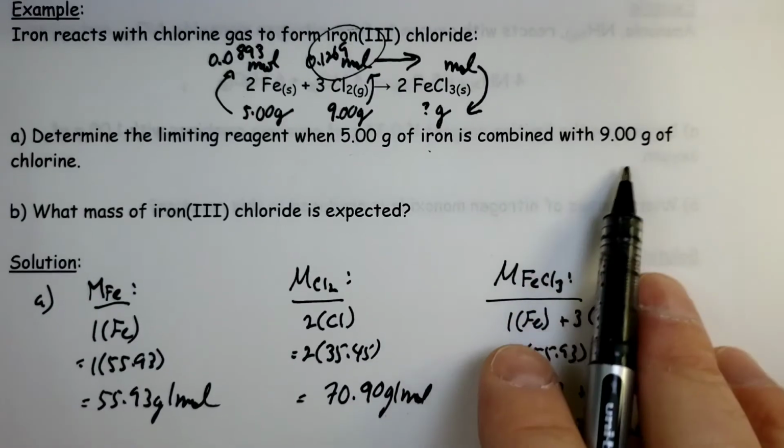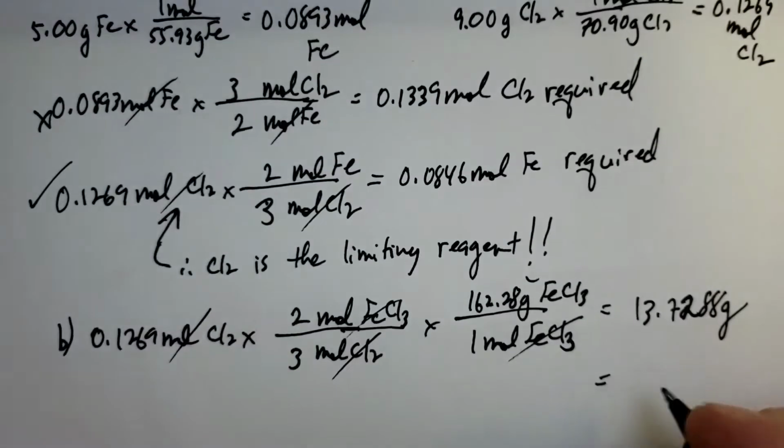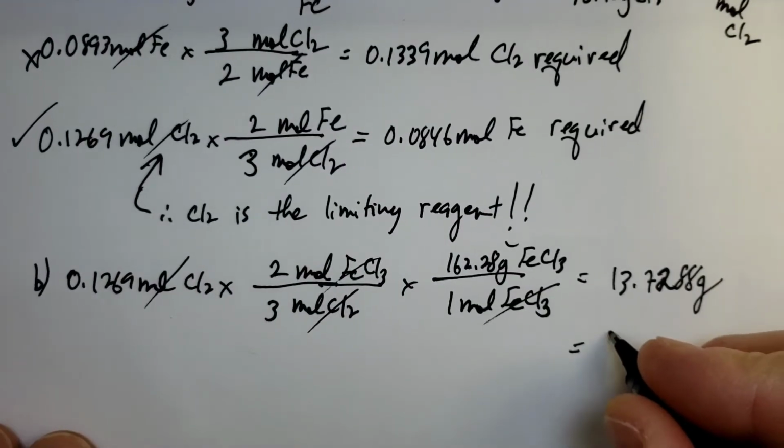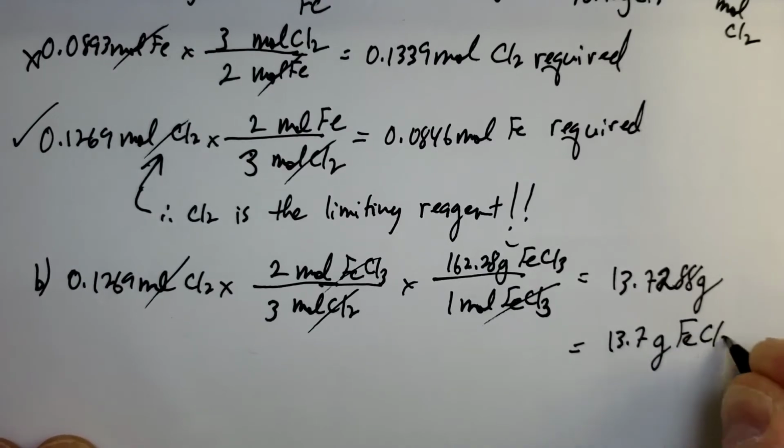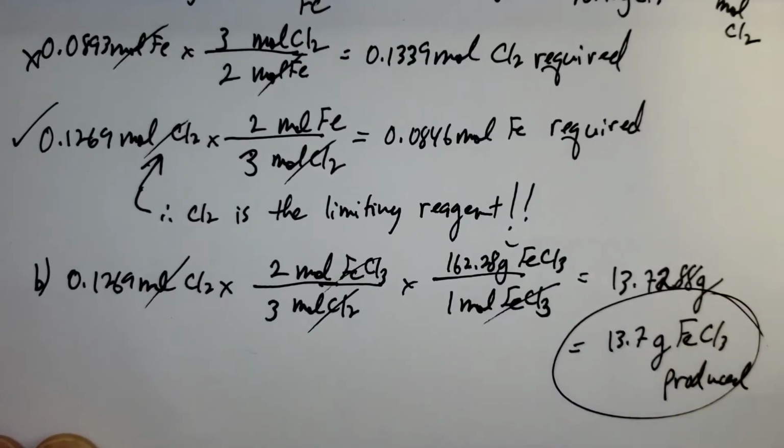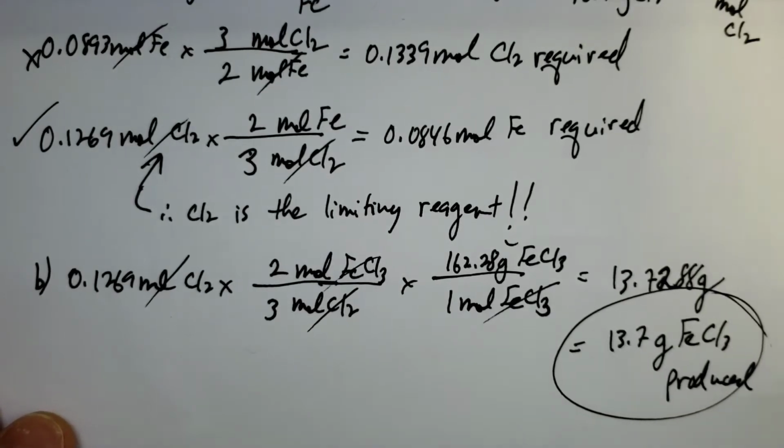And of course, if I look here, 3 sig figs, 3 sig figs. So I'll go with 3 sig figs, 13.7 grams of FeCl3 produced. All right, we have one more example to do. Why don't you run through that, and then we'll go through it in a second or two. So just pause the video and try it out.